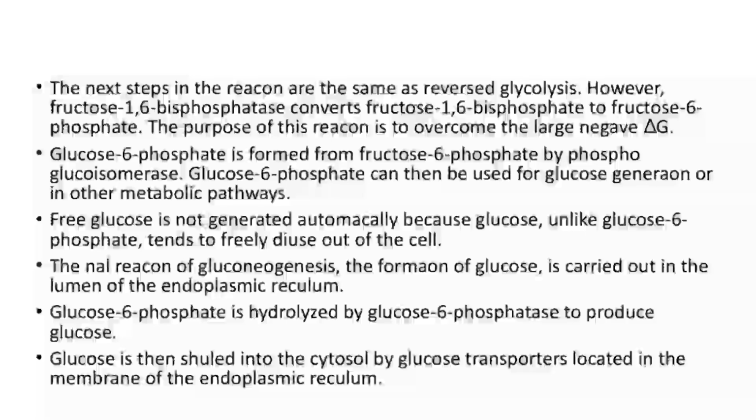This glucose is then transported into the cytosol by specialized glucose transporters embedded in the ER membrane, making it available for use elsewhere in the body, like in the bloodstream. So, in summary, these steps ensure that glucose is produced efficiently and can be exported from the liver cells to maintain blood sugar levels, which ties back to the overall theme of energy regulation and homeostasis.